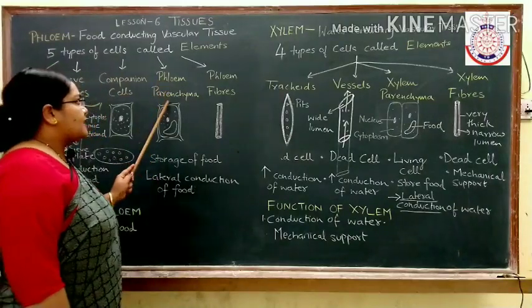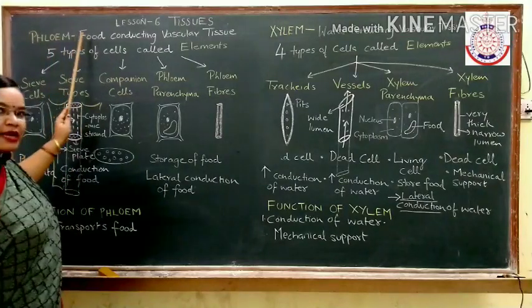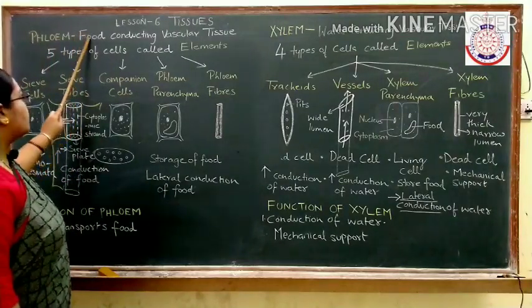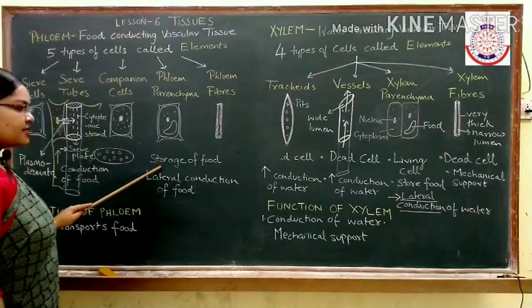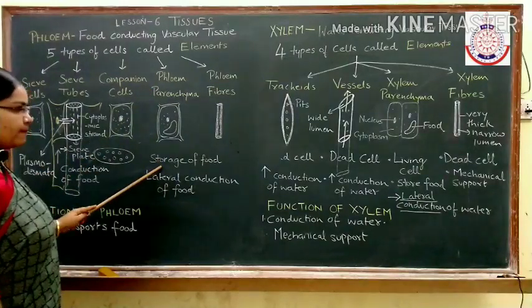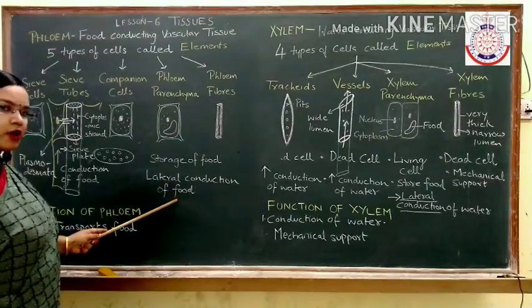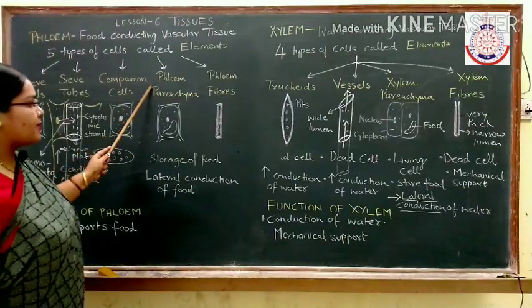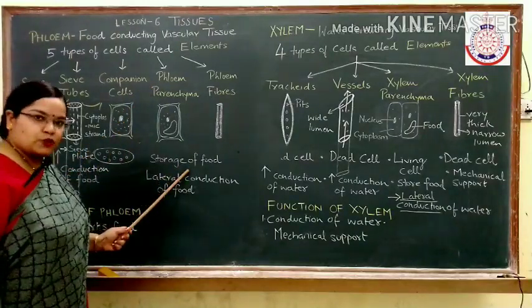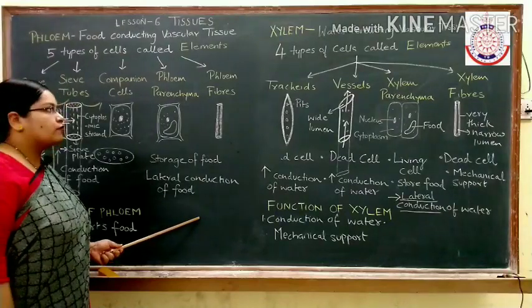Now we know that the phloem's main function is conduction of food. So phloem parenchyma helps in the storage of food and it helps in lateral conduction of food. Okay, so what is the main function of phloem parenchyma? It helps in the storage of food and it helps in lateral conduction of food.